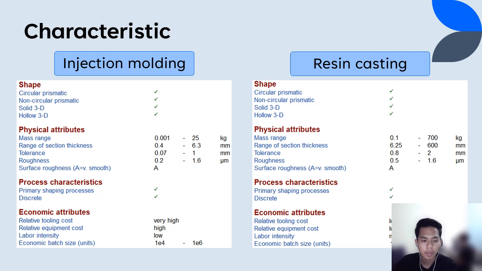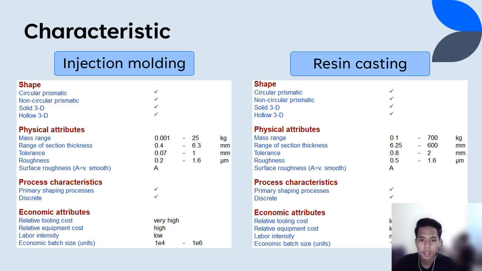And for the economic attributes, relative tooling cost is very high. Relative equipment cost is high. Labor intensity is low, and economic batch size is units 10^4 until 10^6.